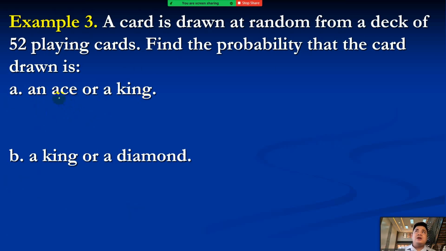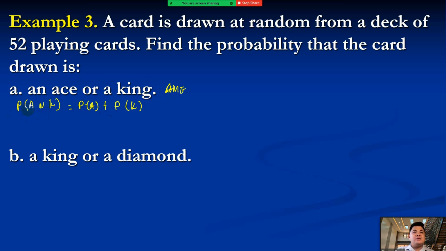Is there something common? Let's just try to imagine the aces and the kings. Is there something common between them? No. So let's identify first if these two events are mutually exclusive or not. Getting an ace or a king. Let's imagine the deck of 52 playing cards and look at the aces and the kings. For all we know, we have 4 aces and 4 kings. Is there something common between them? No.